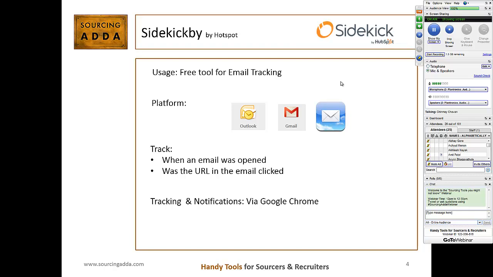But while using Sidekick, you can see when an email was opened, and if you send a URL or a link through the email, you can also see when the URL was clicked in a particular email. This is also available on Gmail. You need to install a set of files for Outlook. For Gmail, it gets installed directly on your Gmail account, and the interface where you can see all the notifications and data, who is clicking on the email, is through a Google Chrome application.